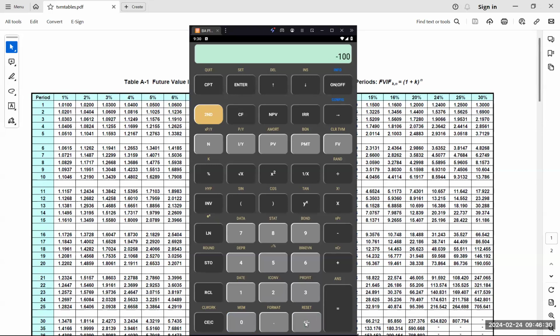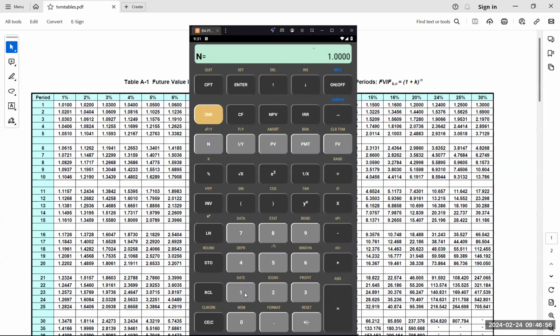I'll make it negative. And once I have this minus 100 on display, I will store it in the present value button. This is the present value. Then I know the time period for which I'm investing is 1. So I'm going to press 1 and store it into the N button. Right? So you will keep on seeing on display that N is equal to 1.